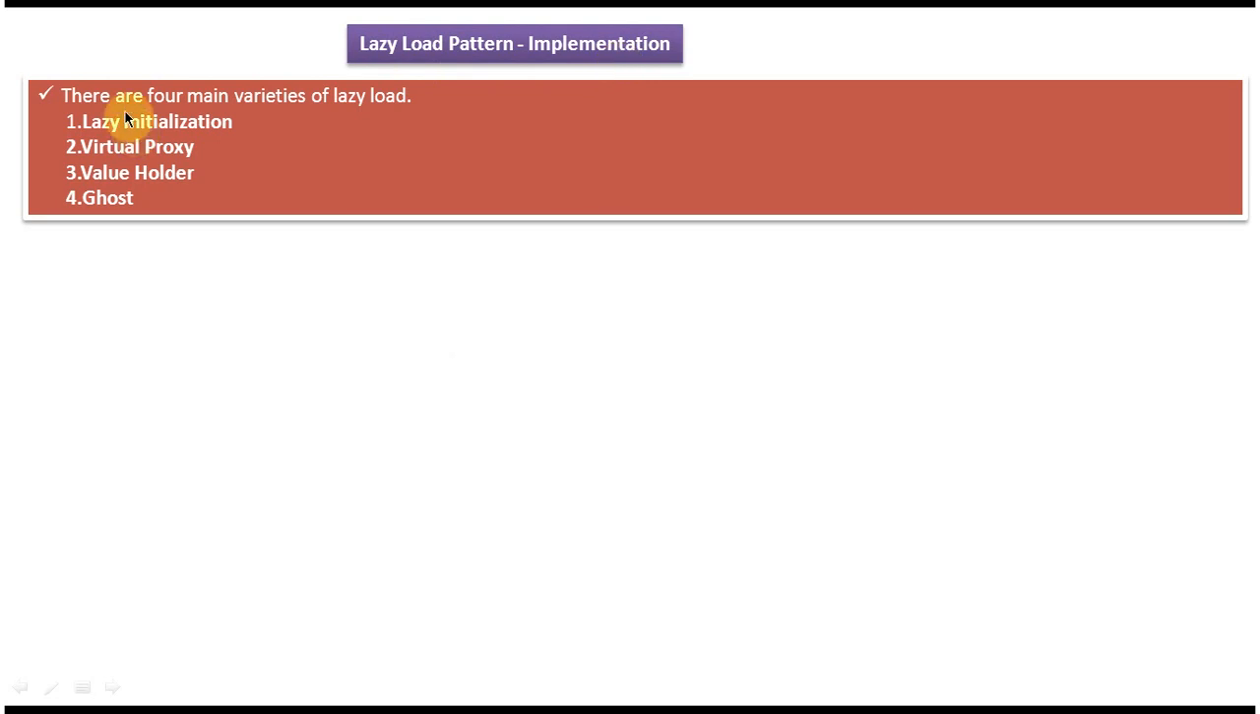And there are four ways you can do lazy load implementation. One is lazy initialization, second is virtual proxy, third is value holder, fourth is ghost.